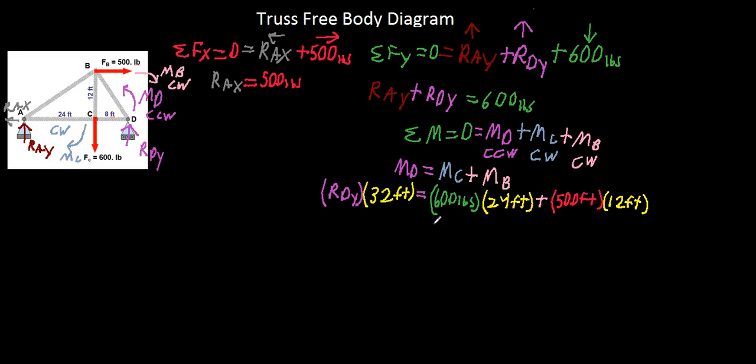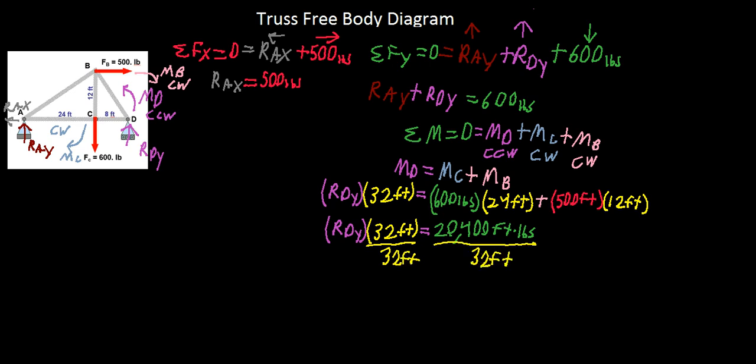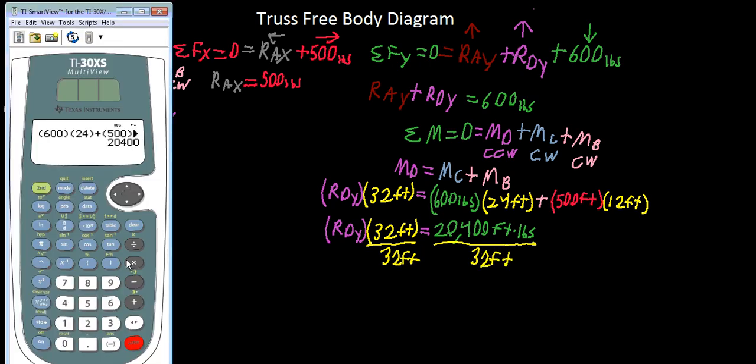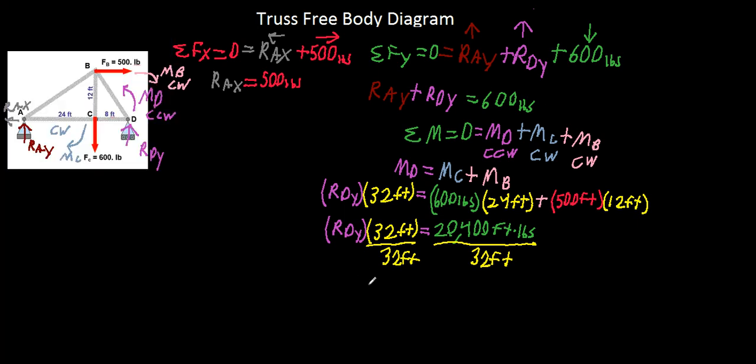And we get 20,400 simplified on the right, which is equal to moment D, which we're calling Rudy, times 32. And to find out what Rudy equals, we'll divide by 32 feet on both sides. And so we'll just type that into our calculator, the answer divided by 32. And we get Rudy equals 637.5.